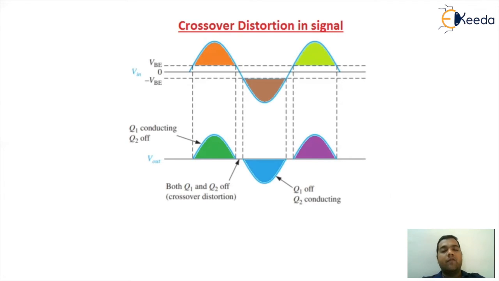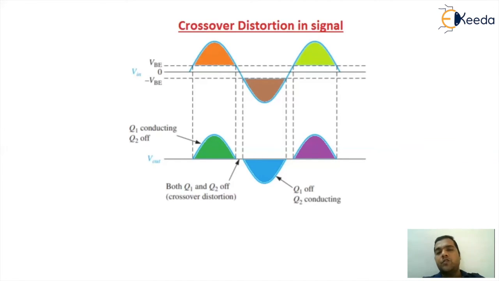Whenever the signal is transiting from positive cycle to negative cycle and negative cycle to positive cycle, at that time during the transition point, you will find that the output will be off because Q1 and Q2, both of them are in the off state. And that's the reason you will find loss of information or loss of energy. This concept is called crossover distortion. Whenever the signal is crossing over the reference line, we get distortion in the output, hence the name crossover distortion.